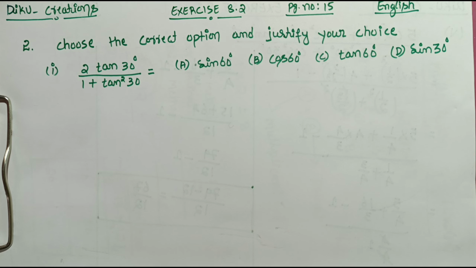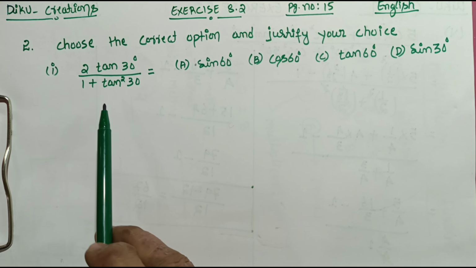The second main is choose the correct option and justify your answer. In that, the first question, 2 tan 30 degree divided by 1 plus tan square 30 degree. Here the four options are given. Among them we need to choose one as the right answer and we need to justify that answer. Justify in the sense you need to verify.